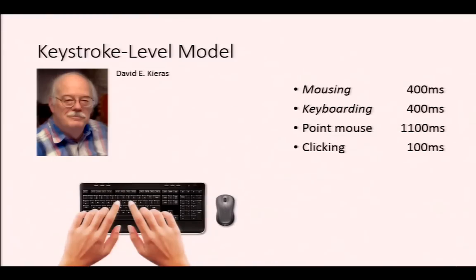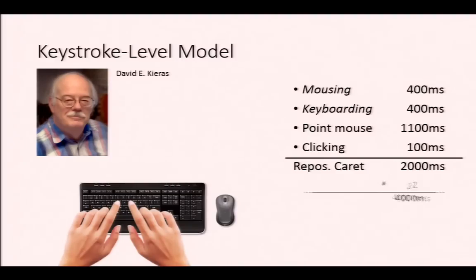Clicking the mouse is 100 milliseconds. So this altogether is the repositioning of a cursor. Usually, if we face such a scenario, we have to do that twice. Remember, first at the beginning of the line, then the end of the line. So we multiply this by 2, and we get 4 seconds for repositioning the cursor. And 4 seconds, according to KLM, is equivalent to more than 40 keystrokes.